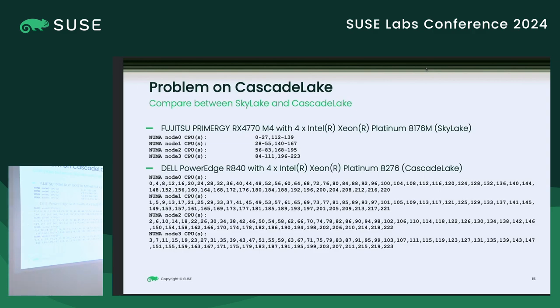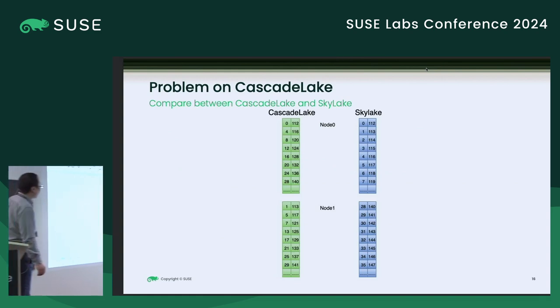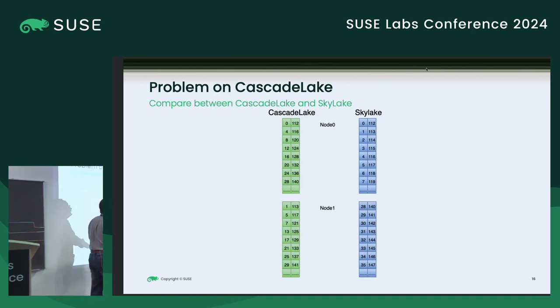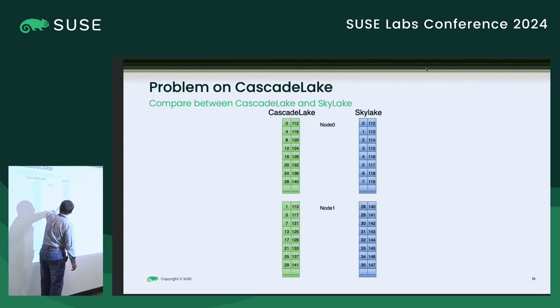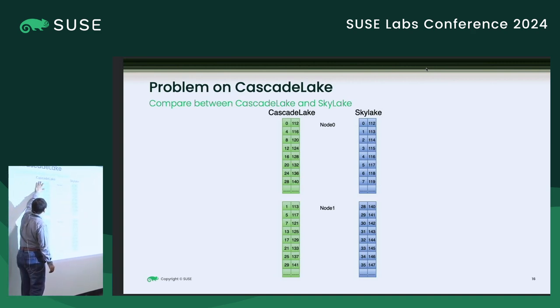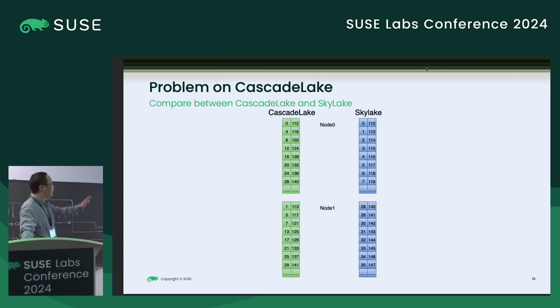This picture directly compares Skylake and CascadeLake. Skylake is numbered 0, 1 in order, but on CascadeLake pCPU 0 is in node 0, pCPU 1 is in node 1, and pCPU 4 is in node 0. This is a very different structure. I hope the picture is described correctly and is clear.